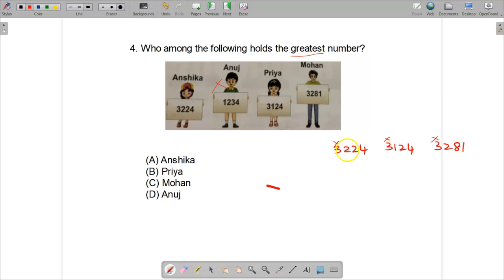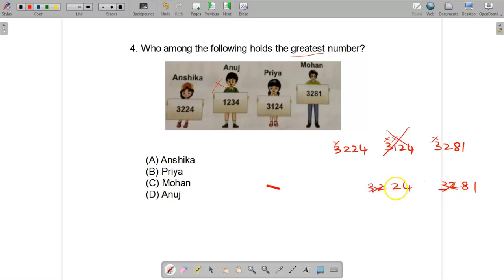Right. So what is this number? 2, 1, 2. So here it is a lesser number. So definitely this number will not come. So now we have to compare this and this. 3, 2, 2, 4 and then 3, 2, 8, 1. Right. So here also again 3, 2. Here also 3, 2. So leave this.